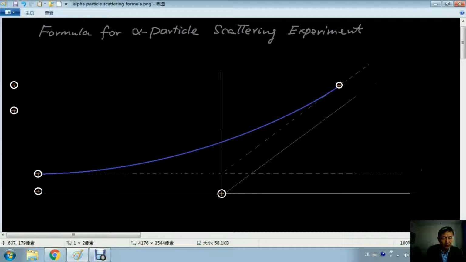around it. Because electron mass is so small compared with protons and neutrons, here we don't have to consider the contribution from the electron during the scattering experiment.